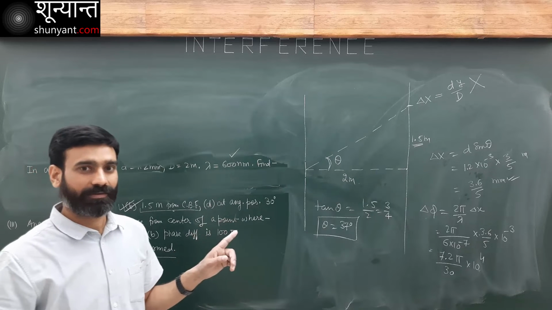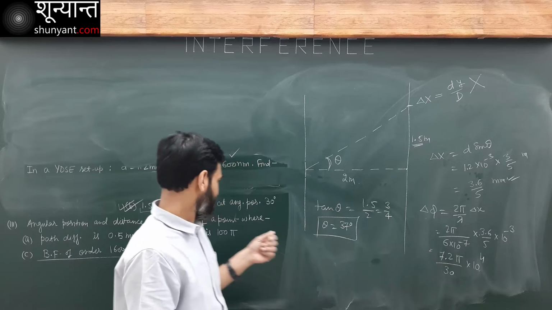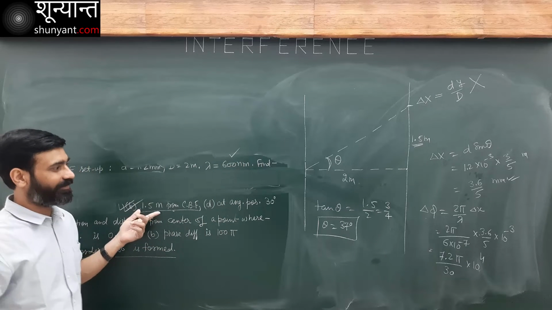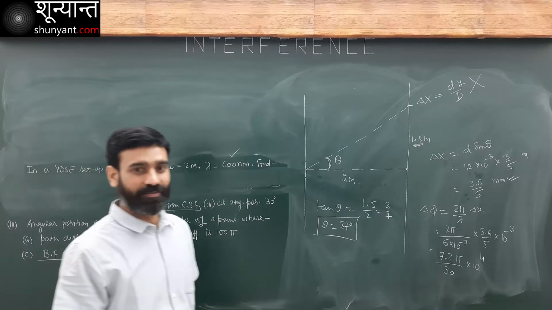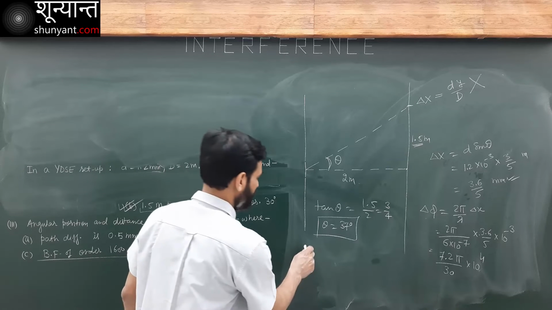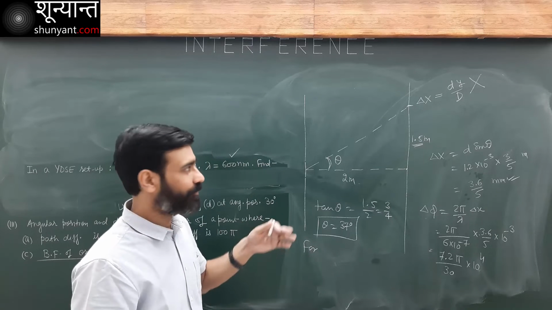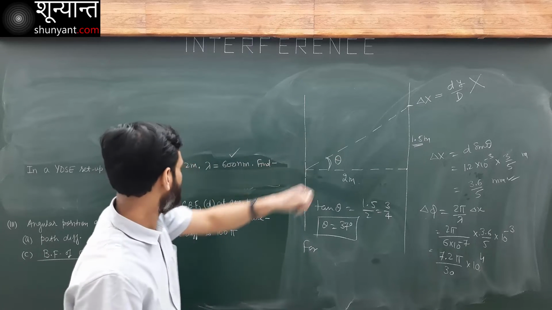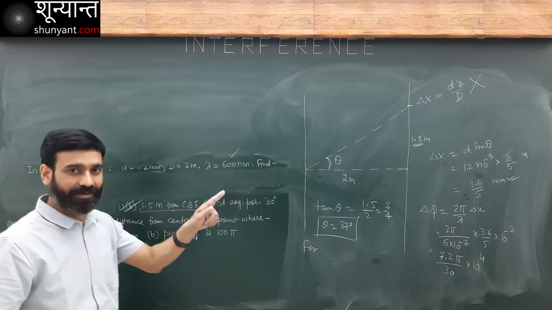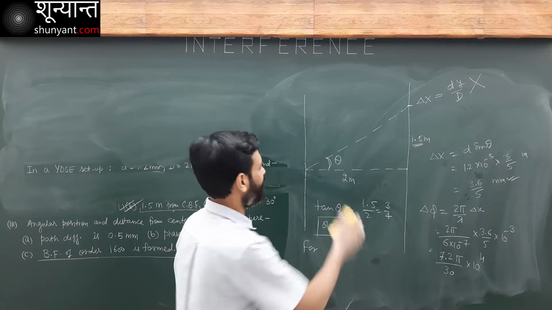What do you think? Am I going to get a bright fringe or a dark fringe at this position here? Is it a dark fringe or a bright fringe? Okay, do you understand this? We are going to find out if this position, which is 1.5 meters from the center, is going to be a bright fringe or a dark fringe. Okay, let's find out.